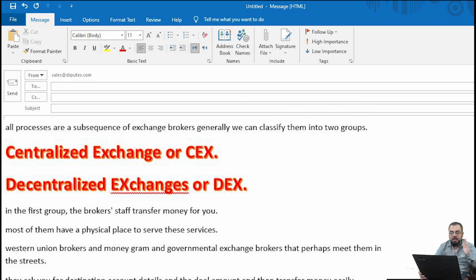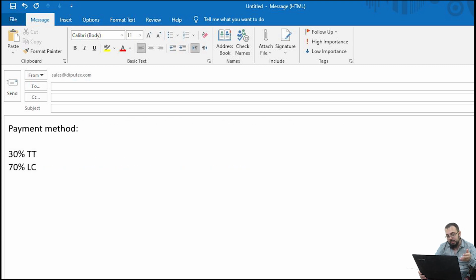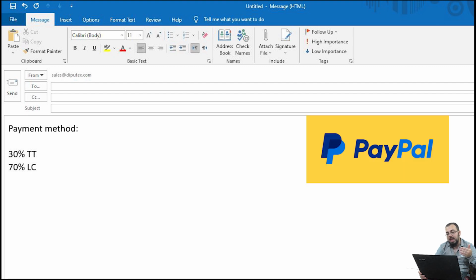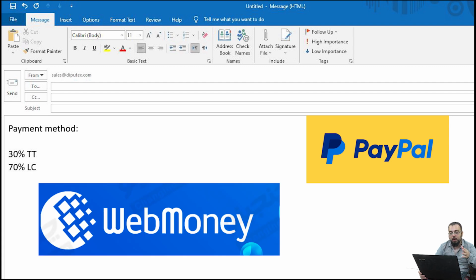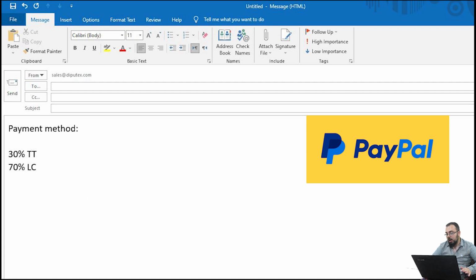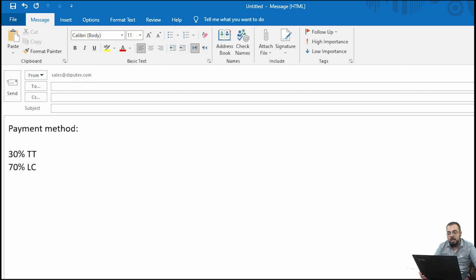The second way, decentralized exchange. Customers transfer money directly, which means you should fill out forms and charge your account and then transfer money. For example, PayPal, WebMoney, and other similar companies give you this ability. So in the second type, you can transfer money by yourself. So when your business partner asks you for a TT amount, it means the banking SWIFT method. But if your bank doesn't support this process, there are many other ways, right?